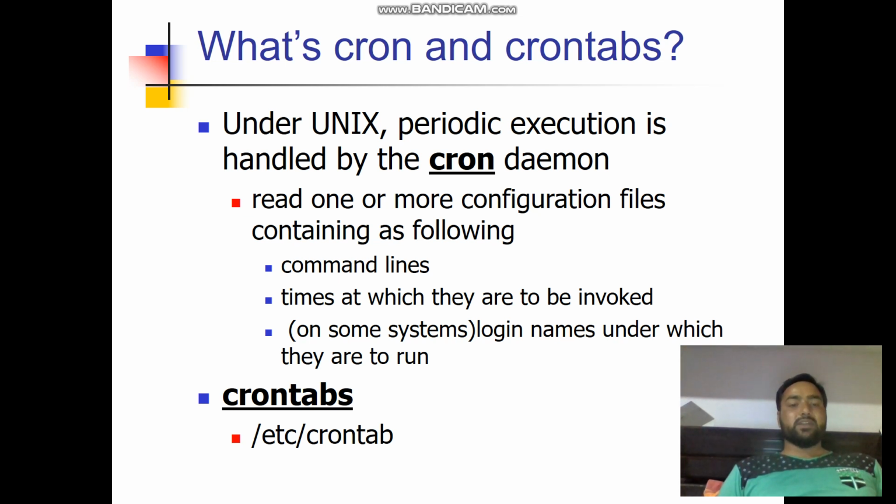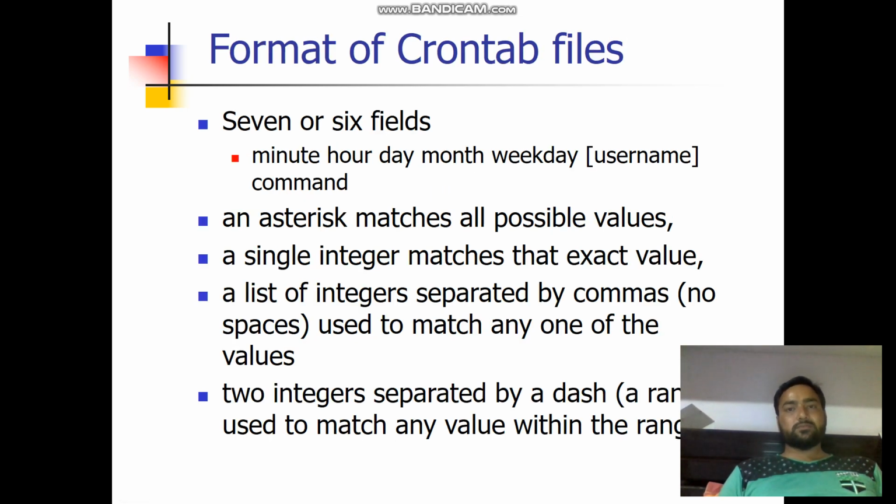It identifies that. The crontabs reside in the etc directory, and you can access it through the /etc/crontab file. And now the format of crontab files. The format of a crontab file contains 7 or 6 fields. First one is minute, then hour, then day, then month, then weekday, then the username, and then the actual command that is to be executed.